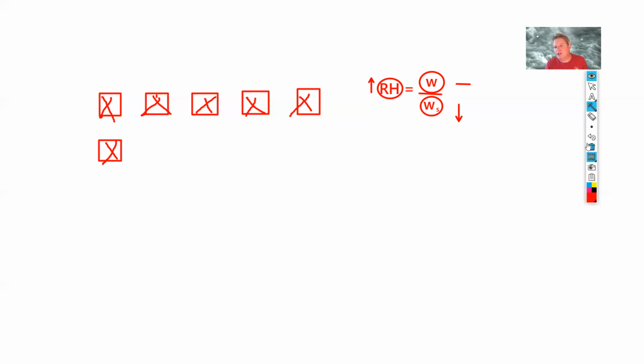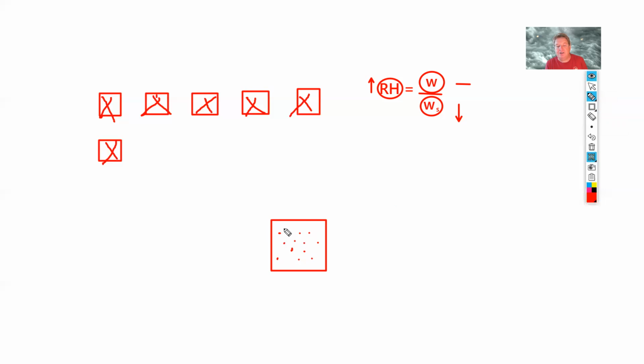So let's change this whole concept now for a second. Let's imagine that I have air, and this time this is not a chair, this is a box of air. What's in the box? Gases. What kind of gases? Nitrogen, oxygen, and water vapor.